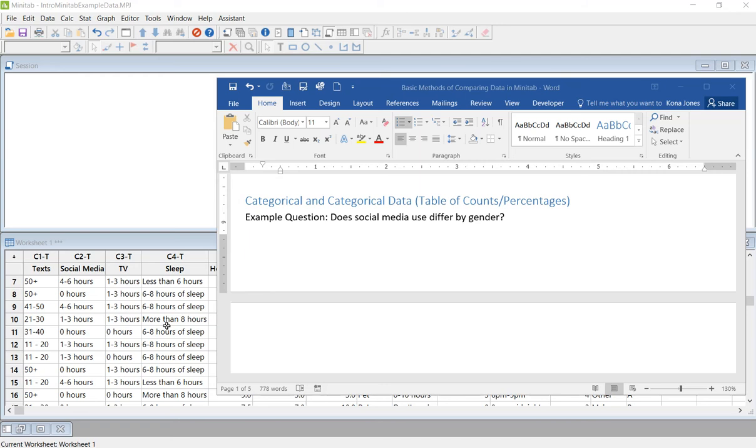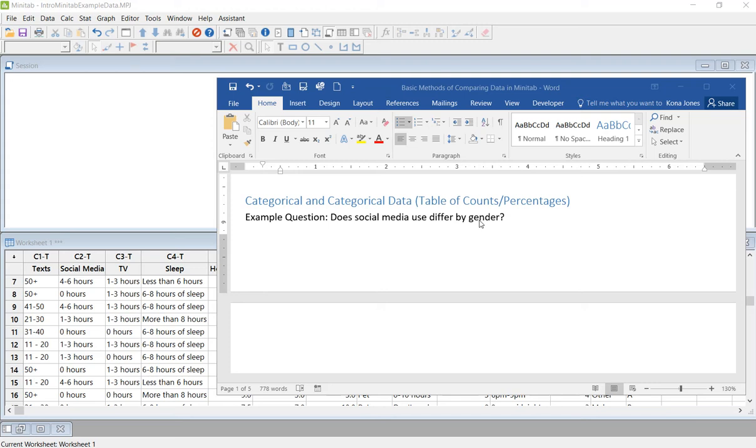Hi everyone, this is Kona, and we're going to be going through how to do a comparison with categorical and categorical data. So two sets of categorical data that you want to compare. We'll be doing this via a table of counts, percentages, that type of thing.